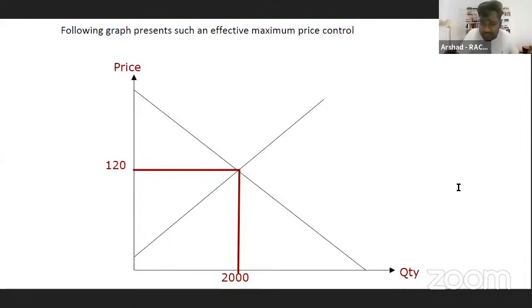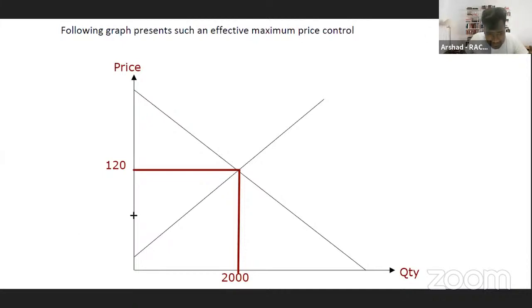The government felt that this 120 for a coconut is unfair. Coconut is an essential good. Every household uses coconut, so this 120 is too much. So what will the government do in this situation? Will they put a maximum price or a minimum price? When they feel it's too much for the consumer, they put a maximum price to benefit the consumer, because they feel it's not fair for the consumer. So they go and set a maximum price.